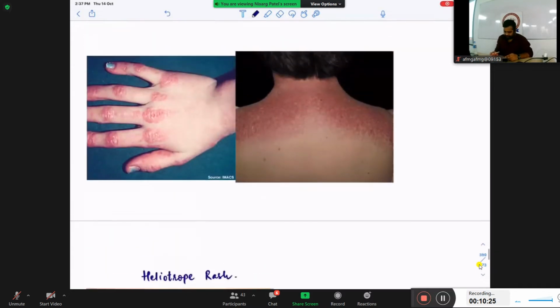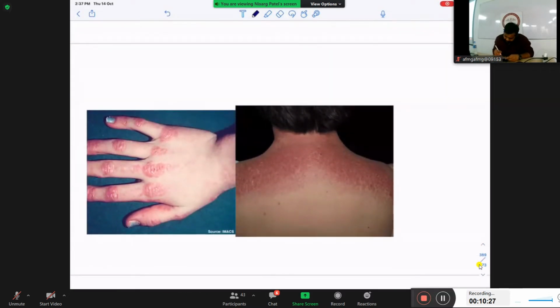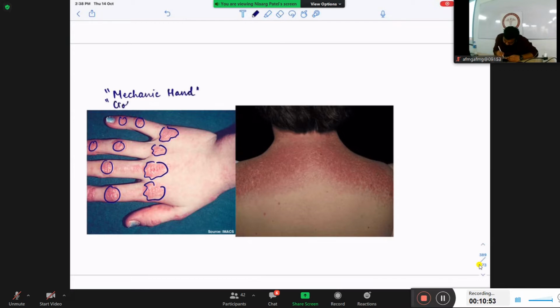This is a heliotrope rash. Second, as you can see in this patient, because of the skin inflammation over the knuckle, there are small papules on the knuckles. It looks like the patient is a mechanic or a heavy worker who has erosion on this hand, so this sign is known as the mechanic's hand sign. And this small papule which is seen is a Gottron's papule.